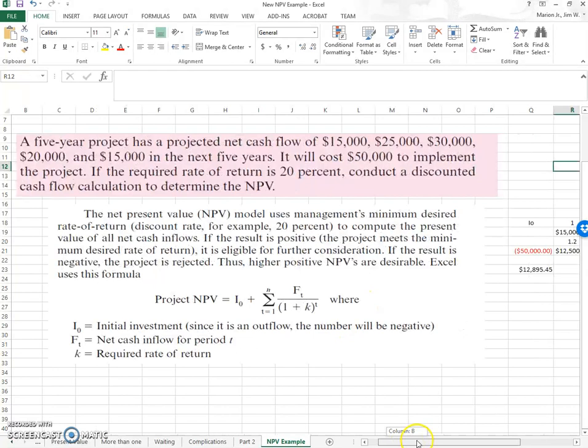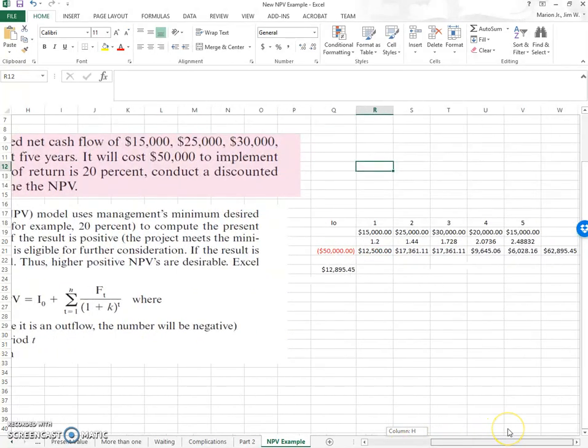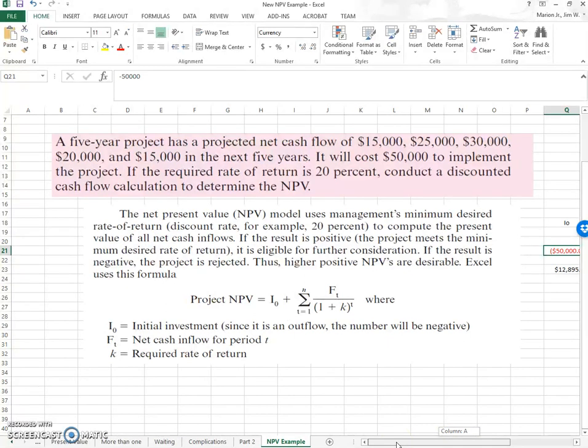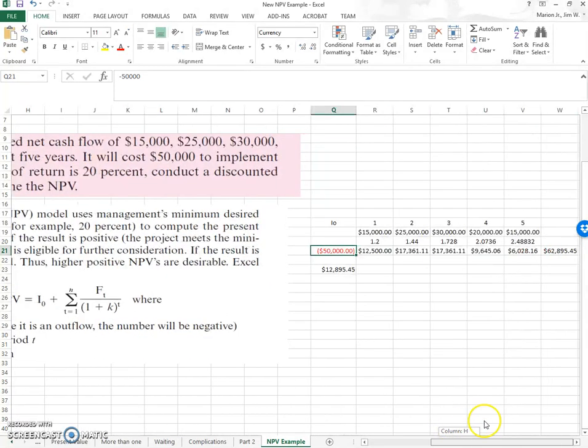So let's slide over here in the spreadsheet and look at a typical NPV calculation. Notice I have IO. According to the problem, you pay $50,000. That's what you initially pay to implement, and I've got that recorded here. And I've recorded the future cash flows, 15, 25, 30, 20, and 15 according to the problem. Now what have I done with the discount rate? The rate of return, the interest rate, the discount rate is given as 20%.